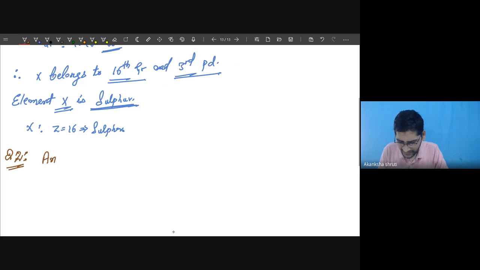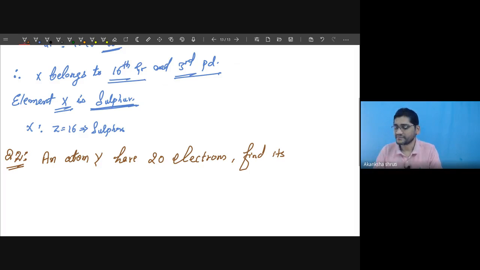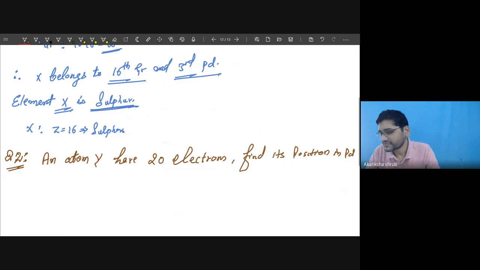So an atom Y have, let us consider the 20 electrons, then find its position in the periodic table. But if it goes to 21, then how is the formula? That I will also explain here itself.